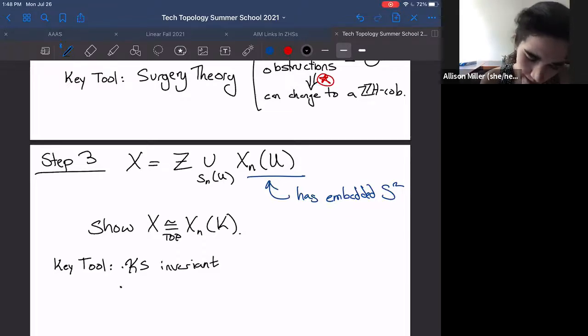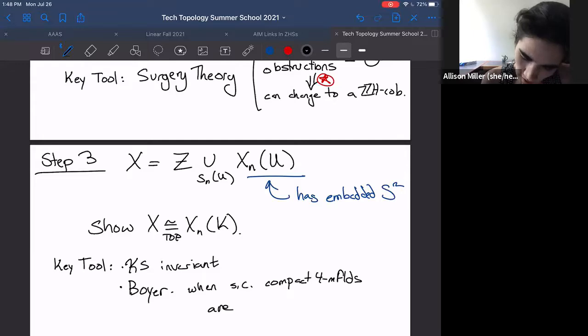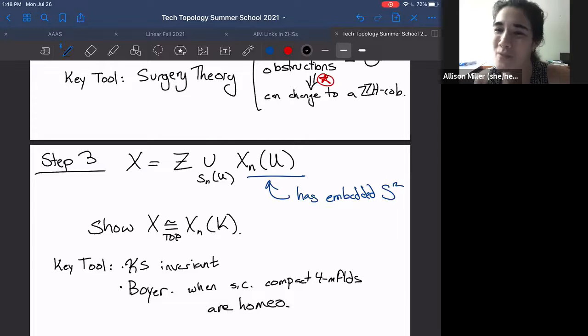And then that's been generalized even further, and the work we rely on is due to Boyer, which tells us how to understand when simply connected compact four manifolds are homeomorphic. And okay, so first of all, you need their boundaries to be homeomorphic, but we have the right boundary. And it basically boils down to the intersection form, and we can check that that's right, along with this mysterious Kirby-Siebenmann invariant. And this is another place where the Arf invariant shows up.